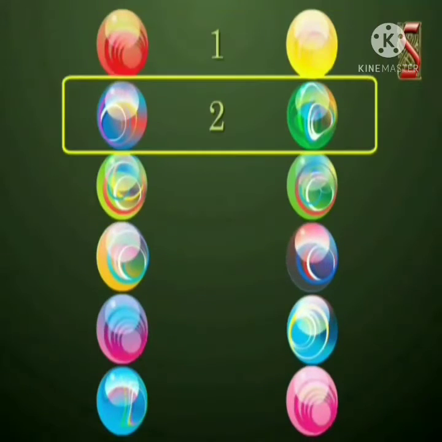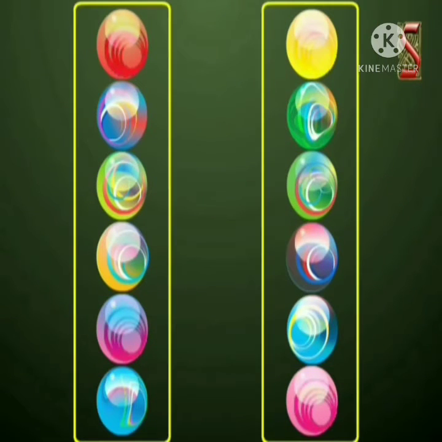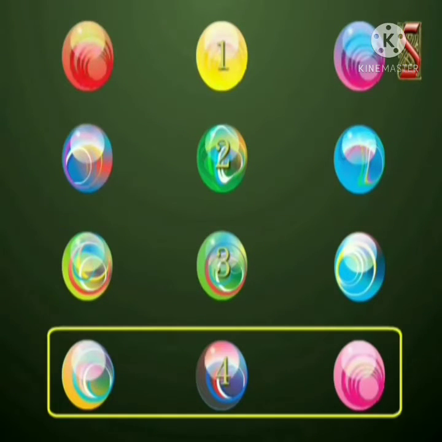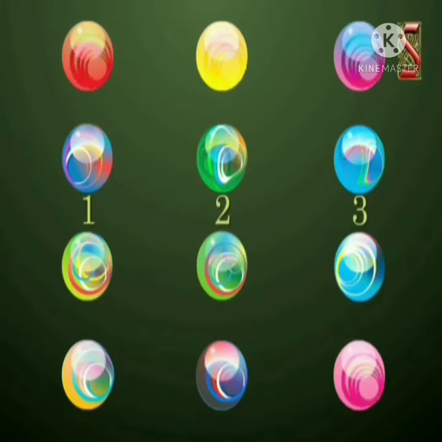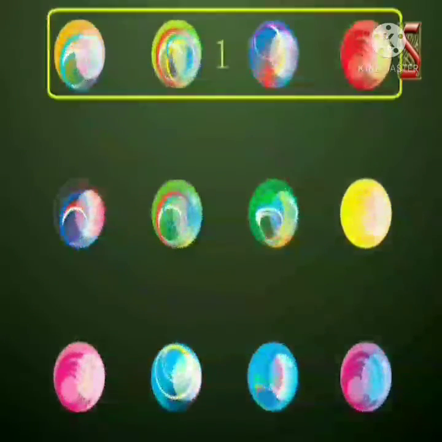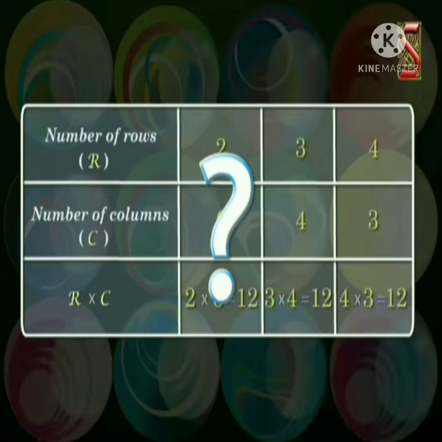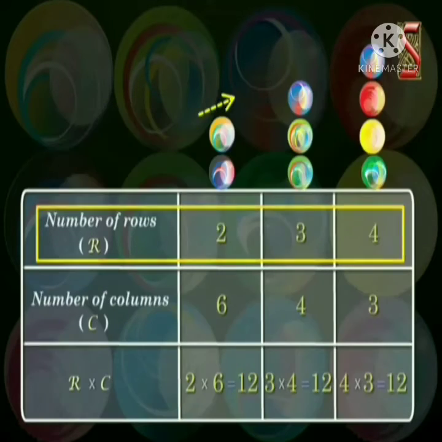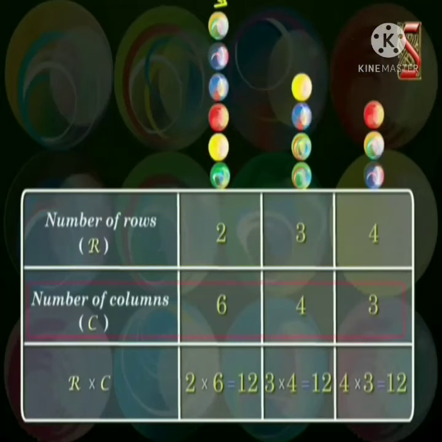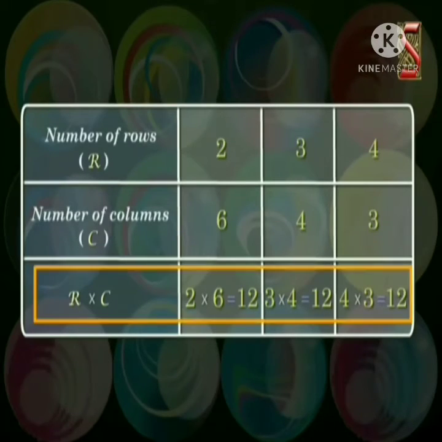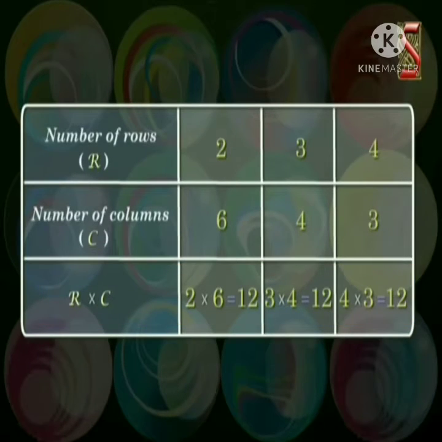Look at this activity. 12 marbles can be arranged in 6 rows and 2 columns. The same 12 marbles can also be arranged into 4 rows and 3 columns. 12 marbles can also be arranged in 3 rows and 4 columns. Now, let us frame a table for this arrangement of marbles. What do we observe? As the number of rows increases, the number of columns decreases. So, we see that rows multiplied by columns is constant in all cases.